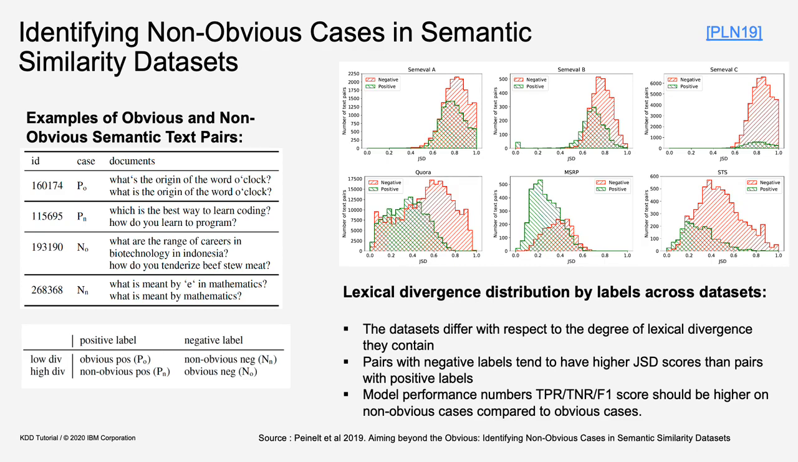Pairs with negative labels tend to have higher GST than pairs with positive labels. Semantically positive text pairs having high divergence and semantically negative text pairs having low divergence are both categorized as non-obvious samples. These are generally regarded as difficult samples for the models to predict on, and hence the proposition is to improve the model performance on these text samples. Thus, in this paper, the authors propose a simple and effective way to identify the obvious and non-obvious text pairs from semantic similarity text datasets.